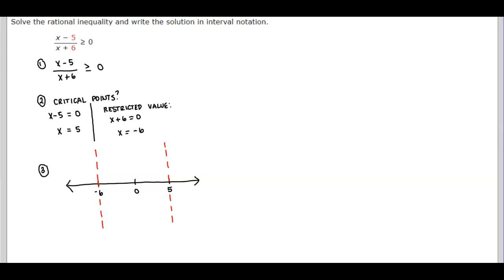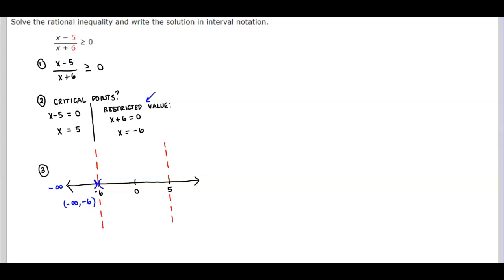On the left, we know we're going to go from negative infinity to negative 6. Now, does negative 6 have a bracket or a parenthesis? If we look at the inequality, it says greater than or equal to. So it looks like we can include it, but because it's a restricted value, we can't. So we're going to have a parenthesis at negative 6. So the interval here is negative infinity to negative 6, and then we're going to have a parenthesis at negative 6, and then we're going to go to 5.